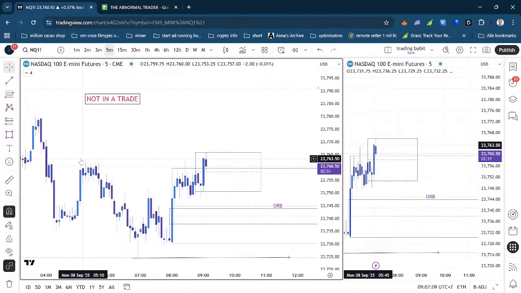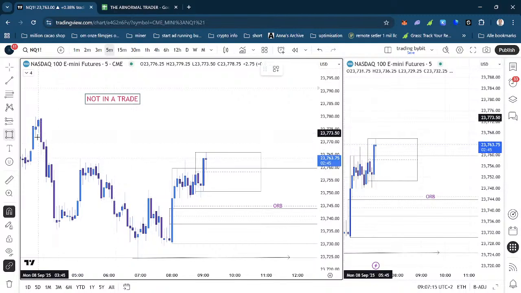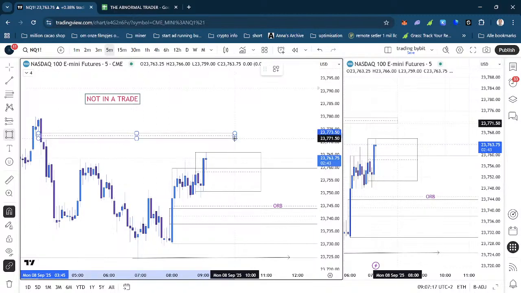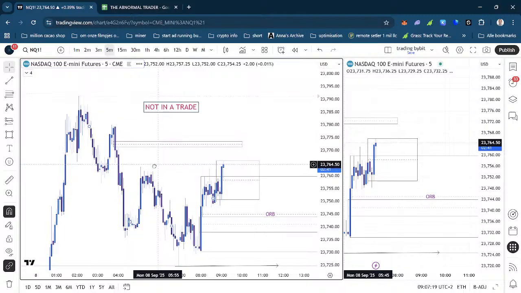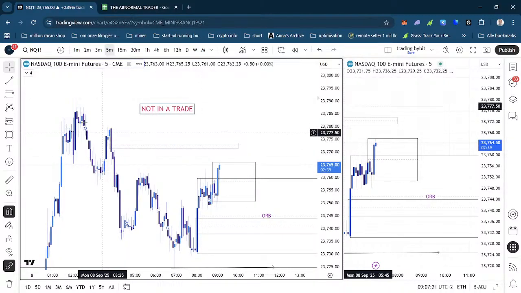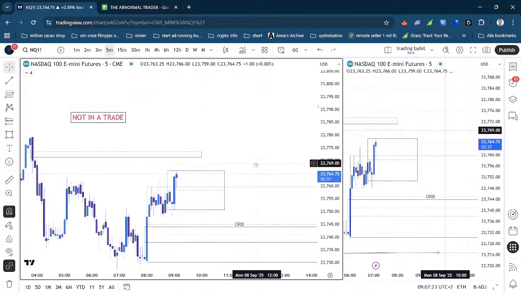Because it just took external liquidity here, so buy side liquidity, and I'll probably see the market, if it changes hands, come to here. If it continues through here and takes that high, we will take Asia high.